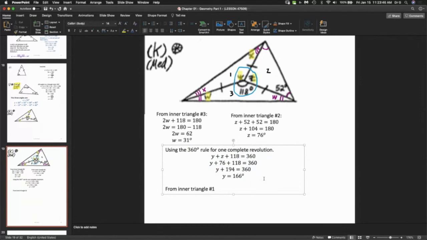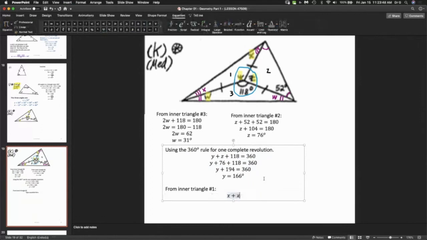Well, I think at this point it's okay. We just do inner triangle number 1. X plus y equals 180.